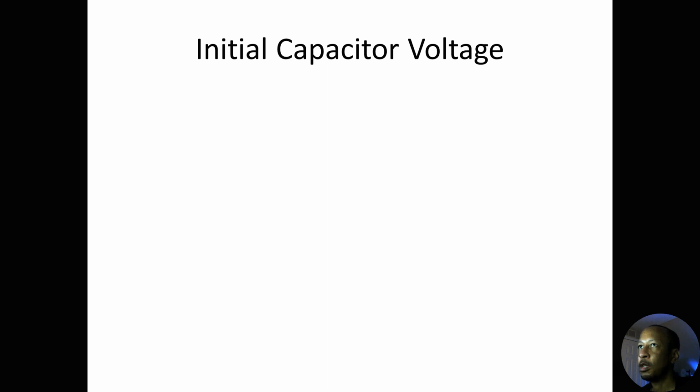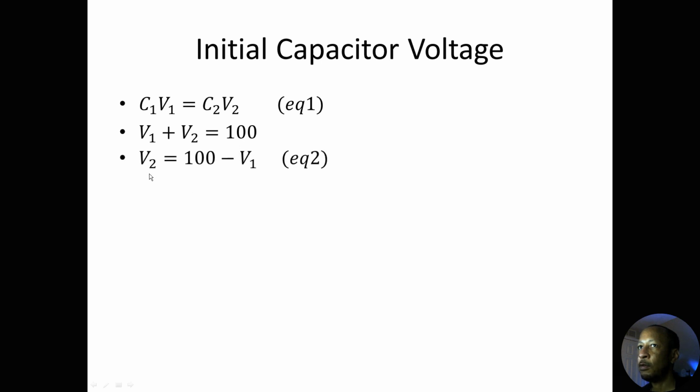Okay, so for the initial capacitor voltage, we have C1 V1 equals C2 V2, which is our equation number 1, where V1 is the initial voltage on capacitor 1 and V2 is the initial voltage on capacitor 2. Then next we have V1 plus V2 equals 100. Next we have V2 equals 100 minus V1. That gives us equation 2.